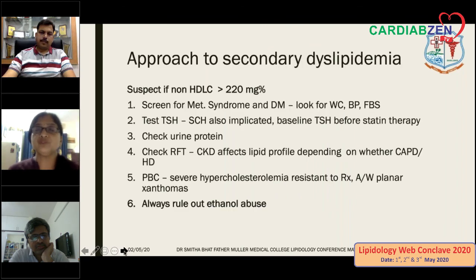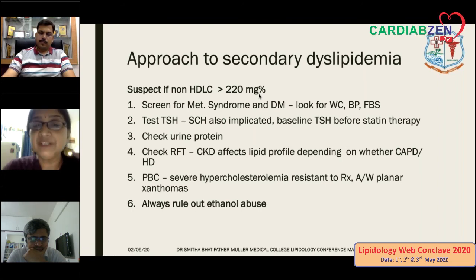Now, how would you approach this? Remember what I said in the very beginning: you suspect a secondary dyslipidemia if there's a sudden deterioration, either acute or chronic, in a previously well-controlled patient, or if the patient has dyslipidemia refractory to treatment, or if he has a new onset dyslipidemia without any family history. Additionally, you suspect a secondary cause if the non-HDL cholesterol is more than 220 milligram percent. What would you do next?